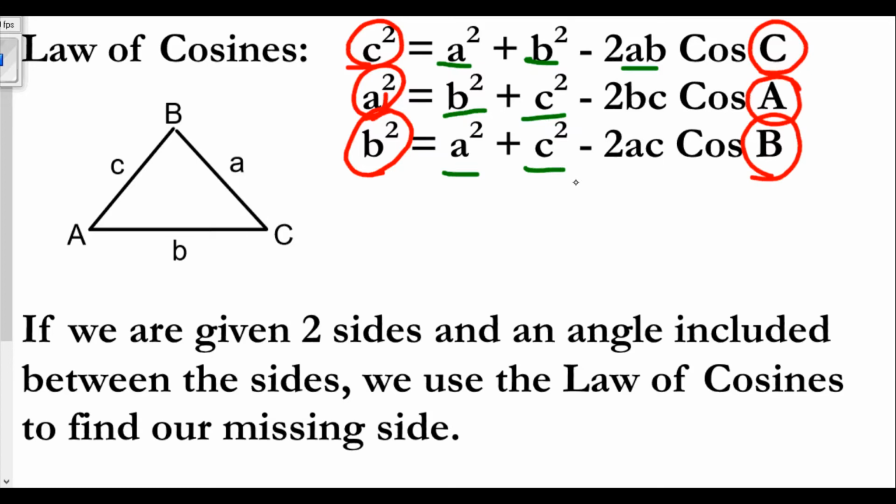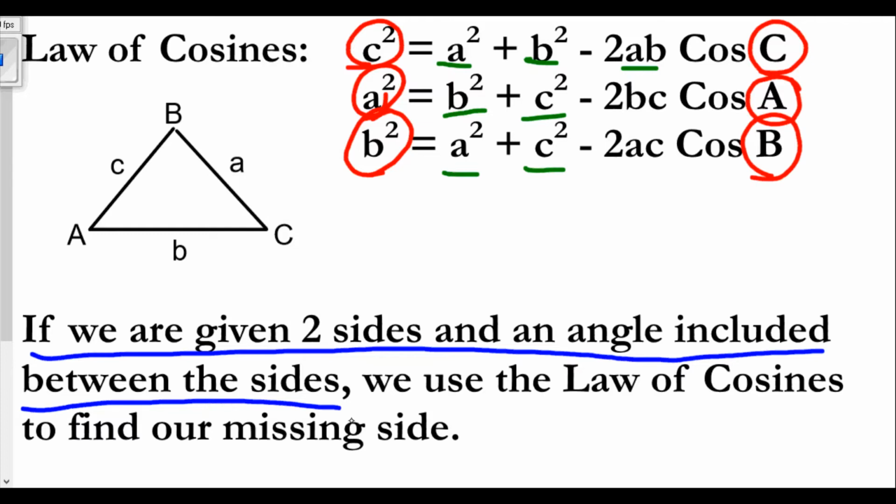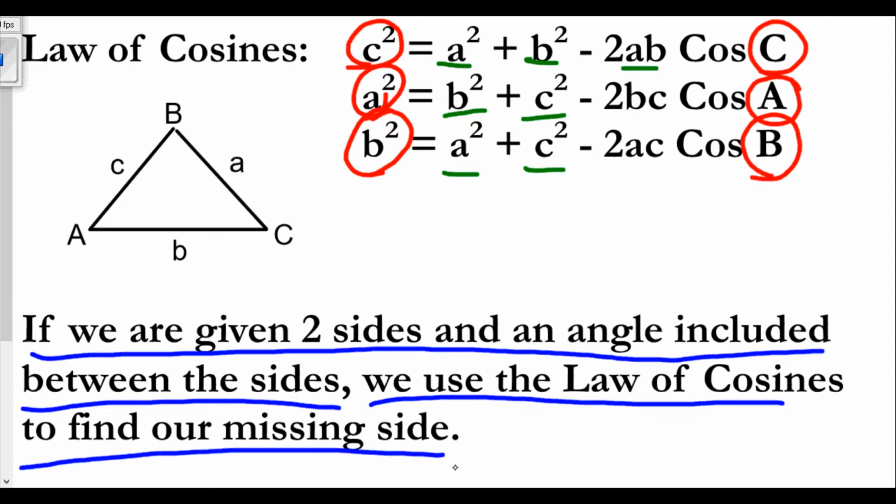Really, and this is a big deal, if we're given two sides and the angle included between the sides, and if that's not screaming side angle side, I don't know what is, we will use the law of cosines to find the missing side. So it is for a side angle side situation. If I know two sides and the angle between, or angle included, we can find the side opposite the angle we have. So let's try this out, shall we?